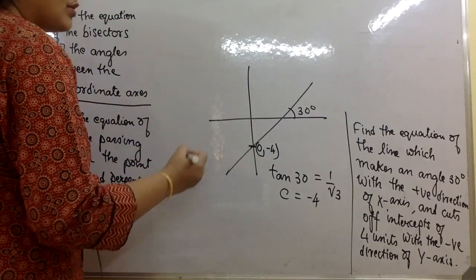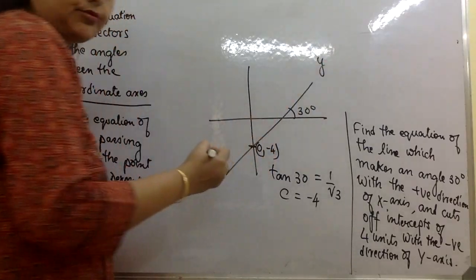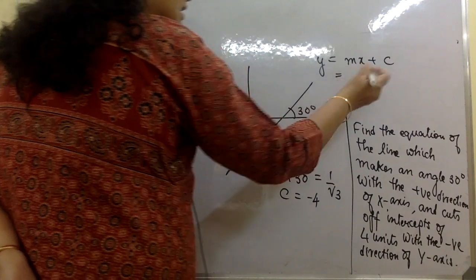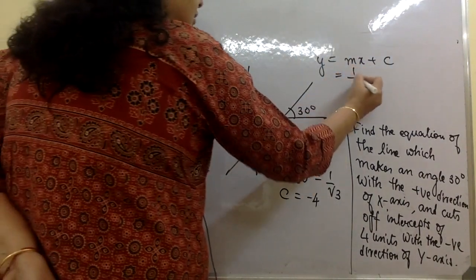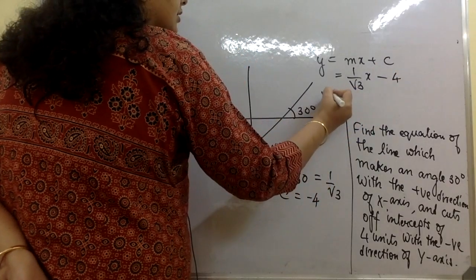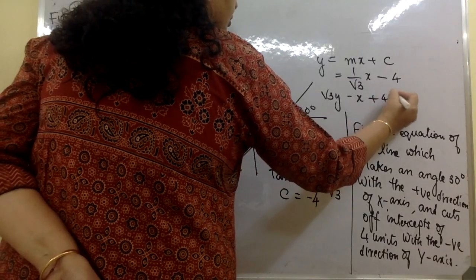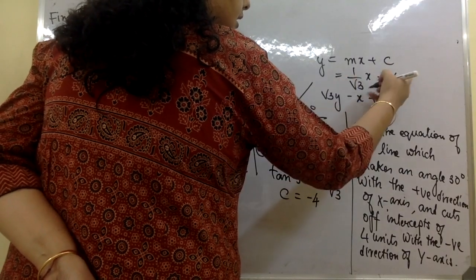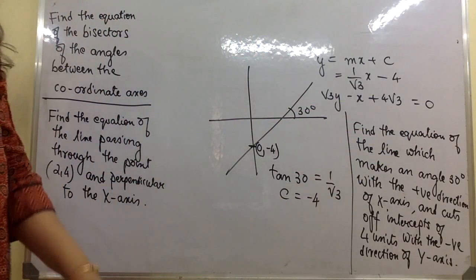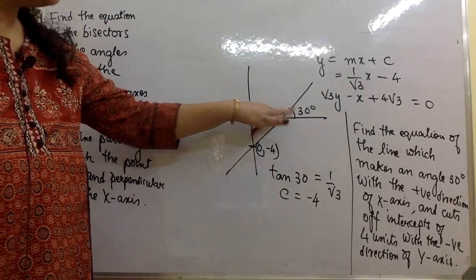Now y is equal to mx plus c. We will just substitute because everything is ready here. y is equal to 1 by root 3 x minus 4, which makes root 3 y minus x plus 4 root 3 is equal to 0, because if you take root 3 as the LCM, you get 4 root 3. So that is the equation of the line. Now always take this angle, never take this.